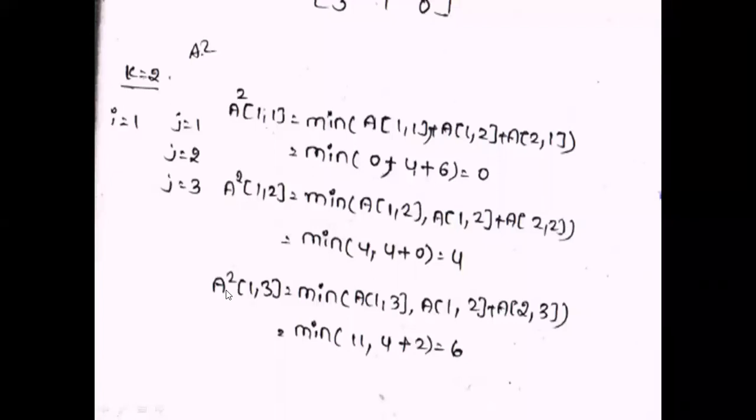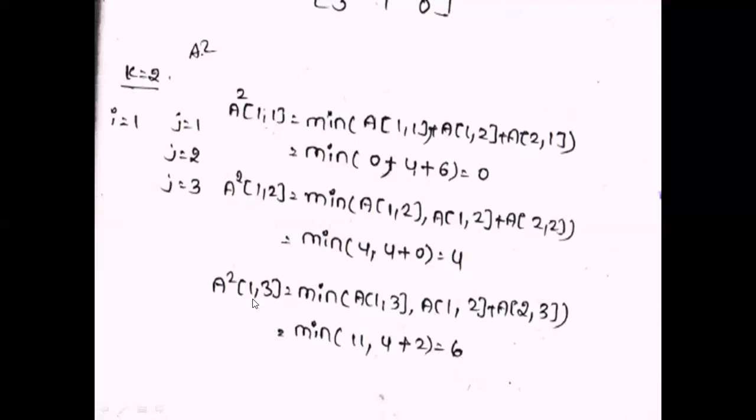Next, A of 1,3. Suppose there is a direct path from 1 to 3, that is 11, but there is another path through intermediate vertex 2, that is A of 1,2 plus A of 2,3, which is 4 plus 2. The shortest path is through intermediate vertex 2. So we consider 11 comma 6, and 6 is the minimum. So we consider the shortest path from 1 to 3.